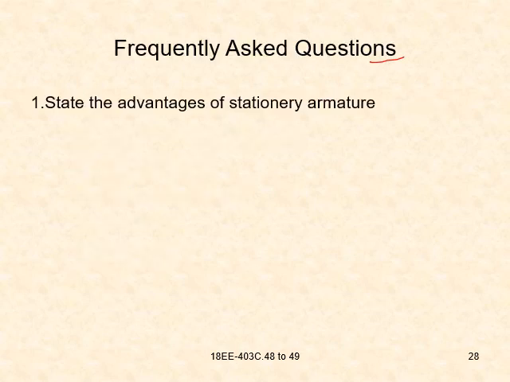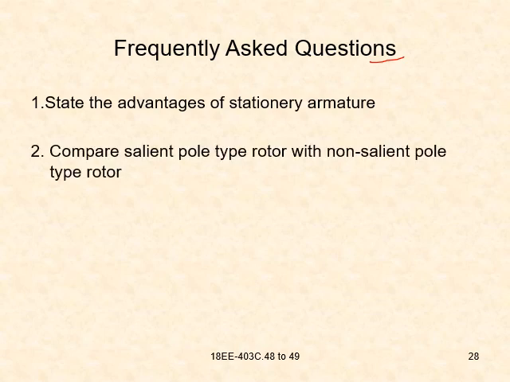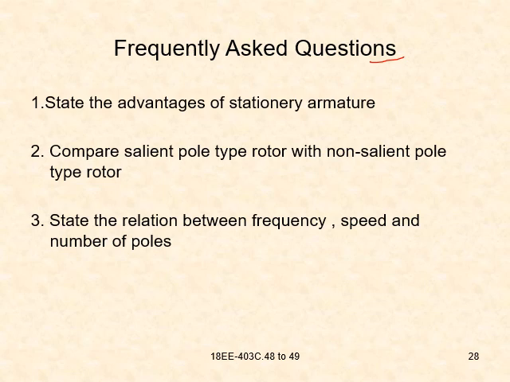And the frequently asked questions are: state the advantages of stationary armature, compare salient pole type rotor with non-salient pole type rotor, and state the relation between frequency F, speed N, and number of poles P.